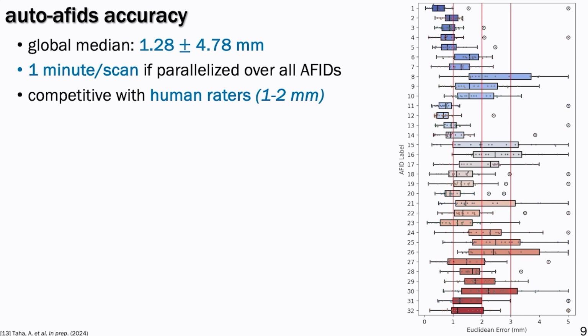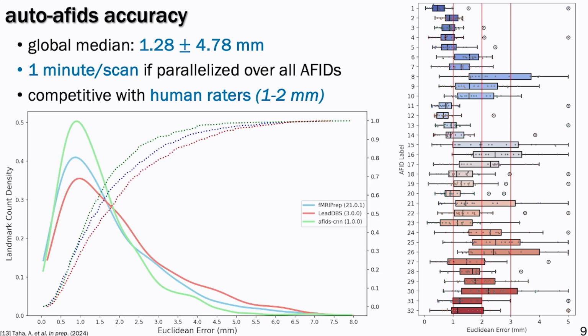And so here's how AutoAPHIDS performed on our data set with a global median of 1.28 millimeters, taking about 1 minute per scan when we parallelize that across all APHIDS. That actually puts us quite competitively with human raters doing the annotations themselves.